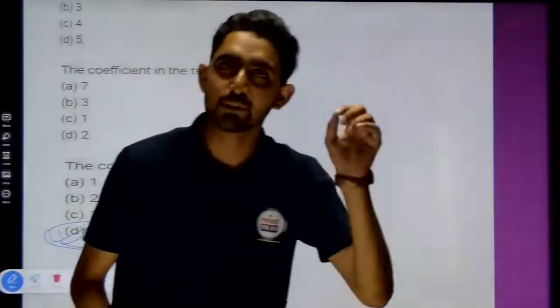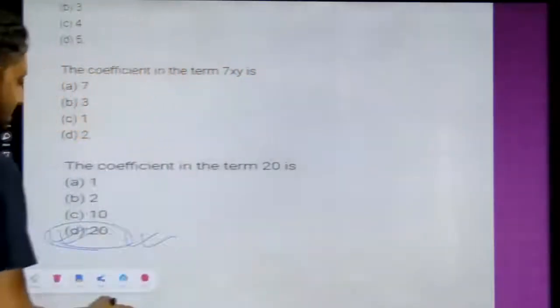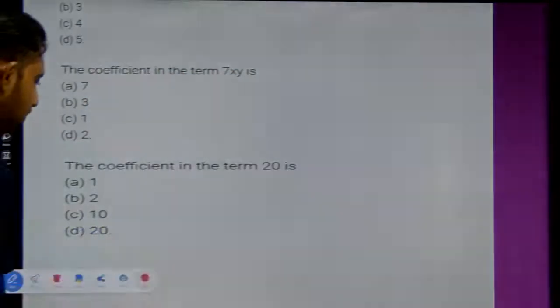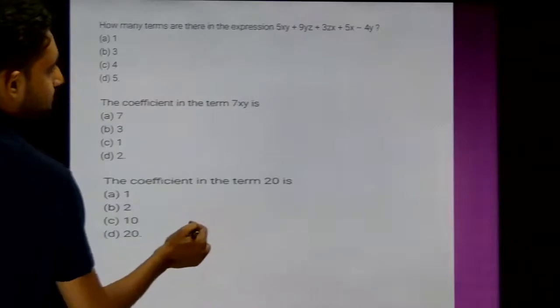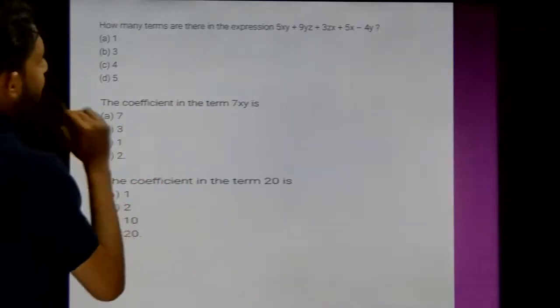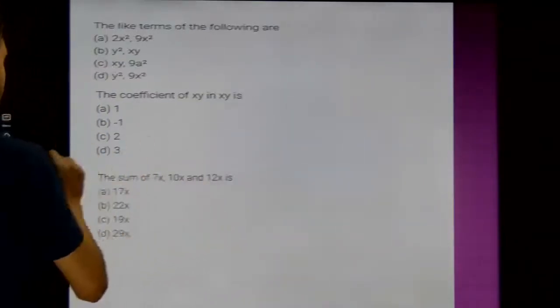Okay, so let's see. Option number D is the 100% correct answer. The coefficient in the term 20 is equal to 20. That is your 100% correct answer. Very good. So now we'll move to the next question.